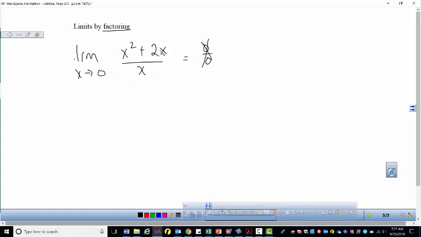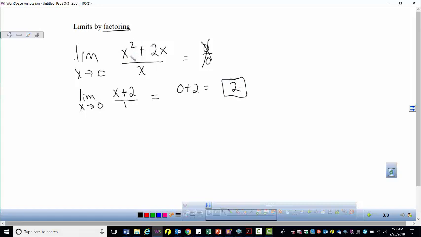And if you notice, each of these has an x, so I can actually factor that out, take out that greatest common factor. And if I factor out an x, I'm left with just x plus 2 over 1. Now I can plug in 0, so 0 plus 2 is 2. So the limit is 2.